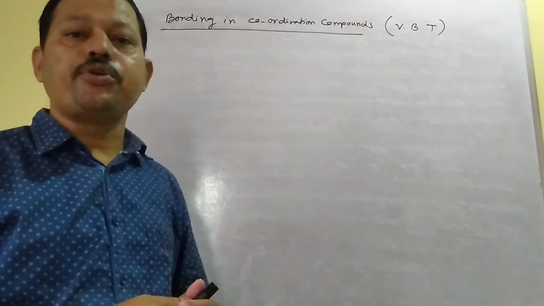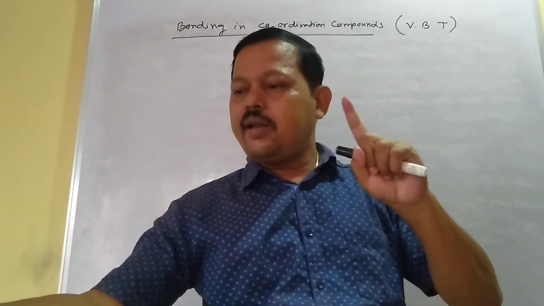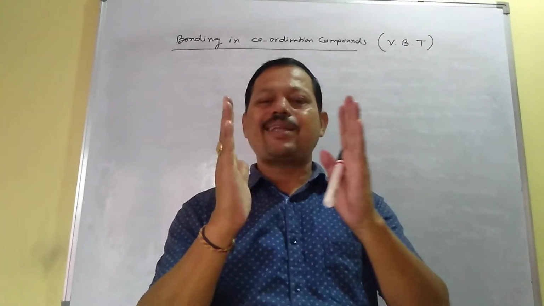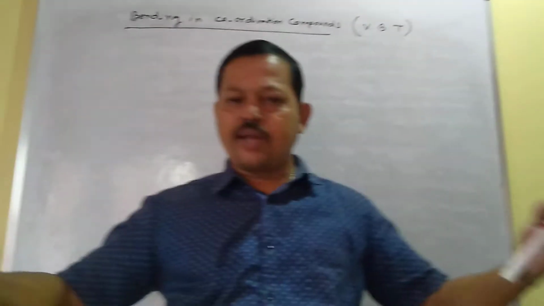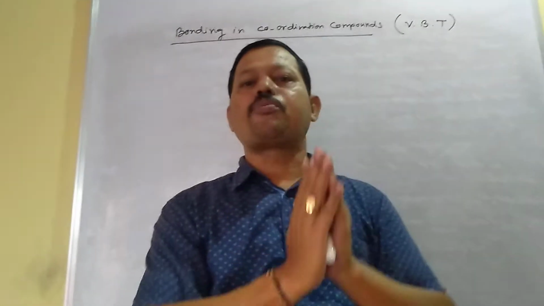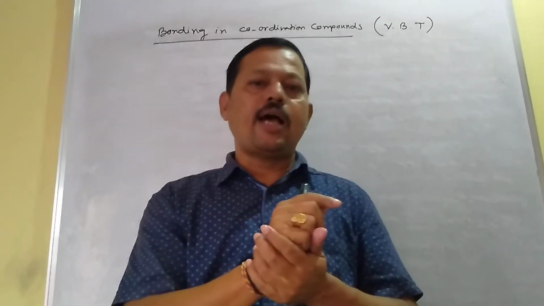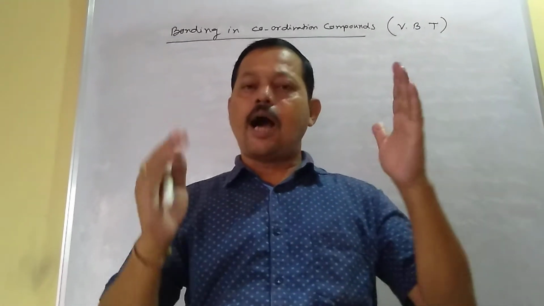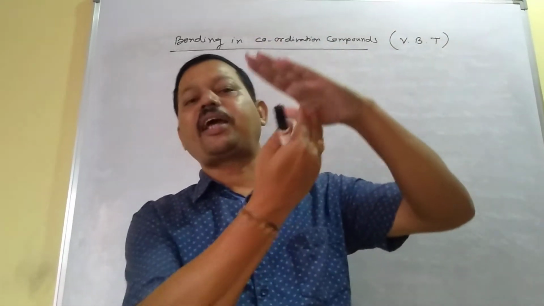Now according to valence bond theory, when bonds form between the metal and the ligand, and the ligand donates the pair, the metal will accept that electron pair. So to accept the electron pair, the metal should create some vacant orbitals. So before accepting the electrons from the ligand, the metal will produce some vacant orbitals. After production of vacant orbitals, they undergo hybridization, and the metal will form some hybrid orbitals. After forming the hybrid orbitals, the ligand will donate the electron pair to those vacant hybrid orbitals.